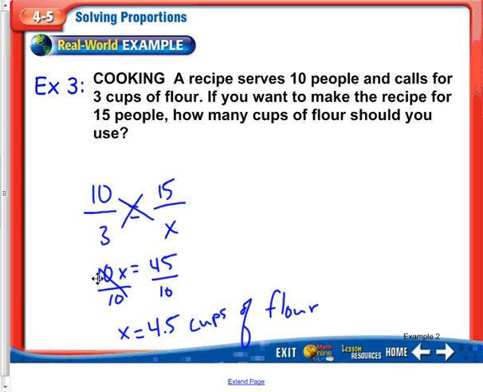So the 10 divided by 10 was 1, and 1 times x is x. And then 45 divided by 10, we just move the decimal point 1 spot. So 4.5 cups of flour is how much we will need to serve 15 people.